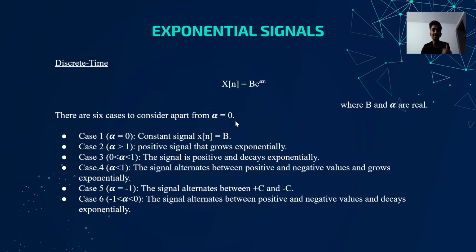If alpha is less than minus 1, then the signal alternates between positive and negative values and it grows exponentially. Another case when alpha is minus 1. In that case, the signal alternates between plus b and minus b. Another case when alpha is between minus 1 and 0. In that case, the signal will alternate between positive and negative values and it will decay exponentially.